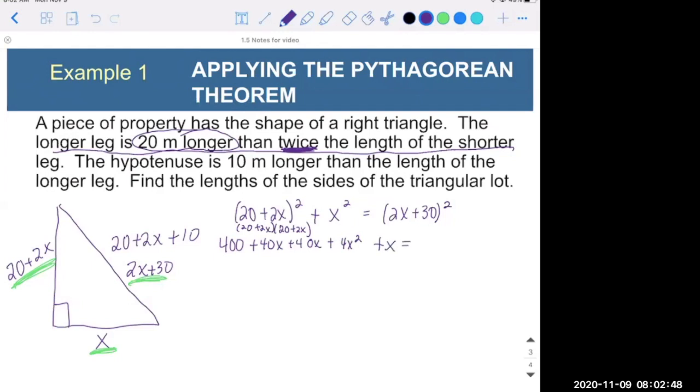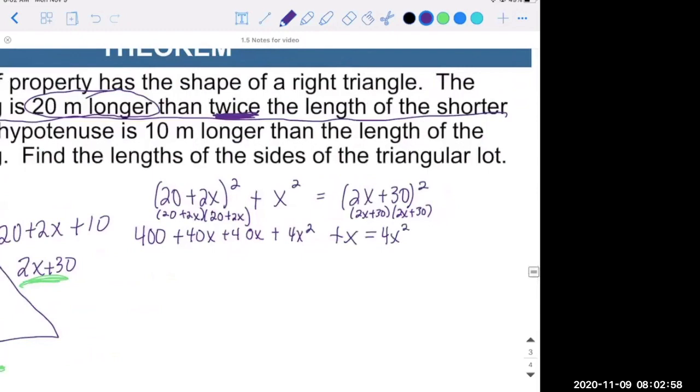And then again, we need to FOIL. So this is going to be 2x plus 30 times 2x plus 30. So 2x times 2x, we get 4x squared. 2x times 30, and 30 times 2x, and then 30 times 30. Okay, so now we have a quadratic to solve because I have x squareds going on. Oh, I just noticed a mistake that I made. That should have been an x squared. I forgot my squared. Okay, so now I need to get everything on one side.